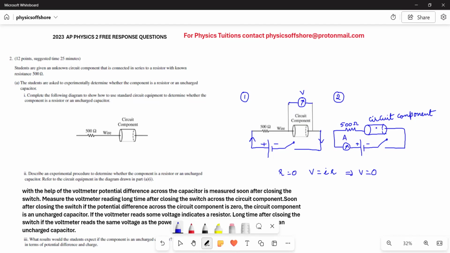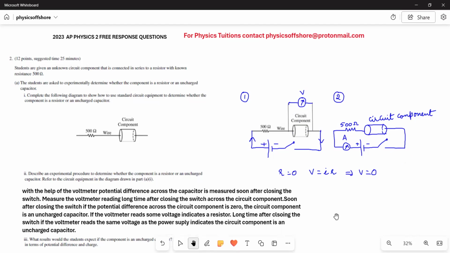And after a long time after closing the switch, what happens? The capacitor gets fully charged, and then it acts like a switch, and the current no longer flows through the circuit. Therefore, the bulb will go out. Suppose it is a resistor, then the brightness of the bulb will be the same throughout. So these are the three different ways you can find out whether the given circuit element is an uncharged capacitor or a resistor.